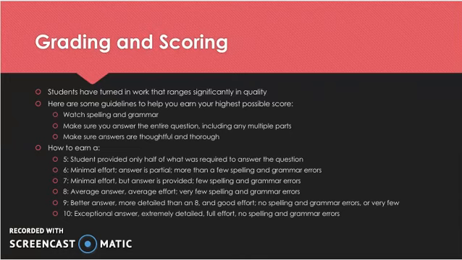Here's how you earn a different range of scores. So a 5 would be half credit, and this is when a student provides only half of what was required to answer the question. A 6 is minimal effort, the answer is partial, and there's more than a few spelling and grammar errors. There may be so many spelling and grammar errors that it's difficult for me to understand, even as a language arts teacher.